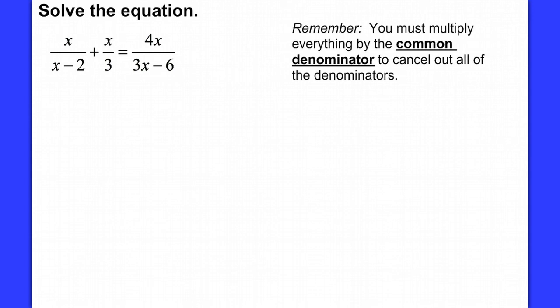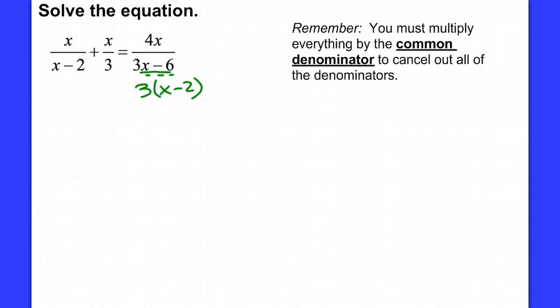Our least common denominator is going to be found by factoring out. Our factor for this right here would be 3 times x minus 2. We have a greatest common factor of 3.